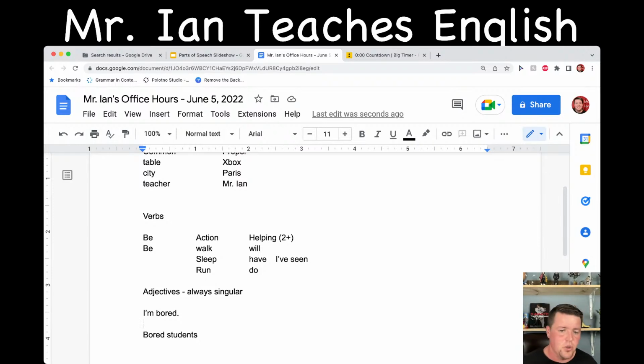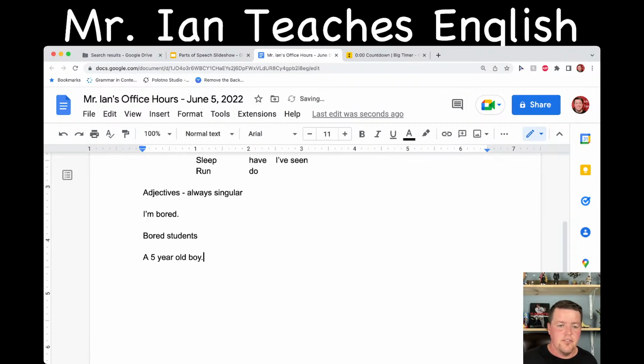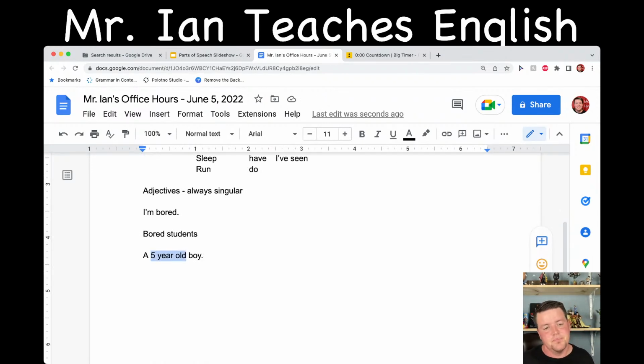So it's more difficult for me because in English, adjectives are always singular. So you have different dog or different dogs. It does not change. Adjectives are always singular, which is why sometimes you'll see people say a 5-year-old boy. That's because 5-year-old describes boy, so we can't pluralize it. We have to keep it in the singular.